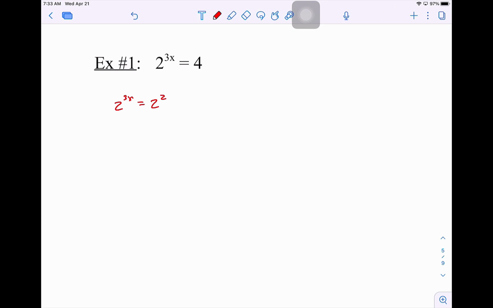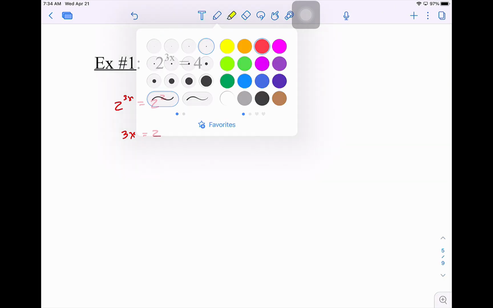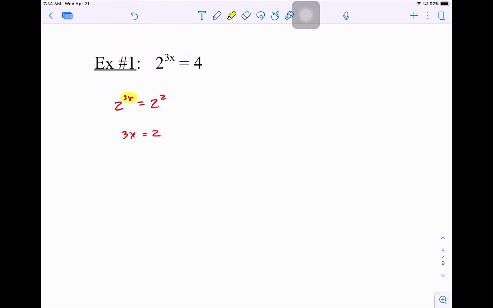I can go straight to the fact that now 3x has to equal 2. What I'm looking at here is just the exponents. Those parts have to be equal. Bases are already there, so now the exponents will be. Therefore, if 3x equals 2, divide both sides by 3 to solve for x, and there's your answer. x equals 2/3 in this case, if you're solving that equation.